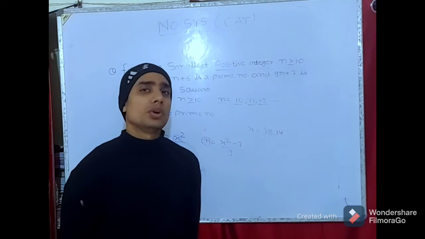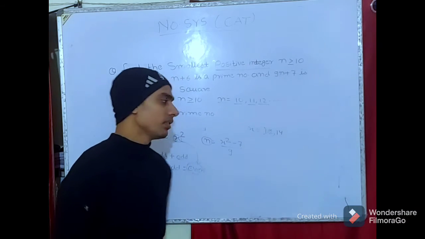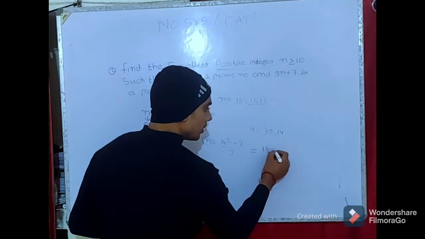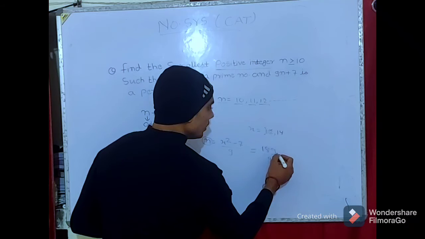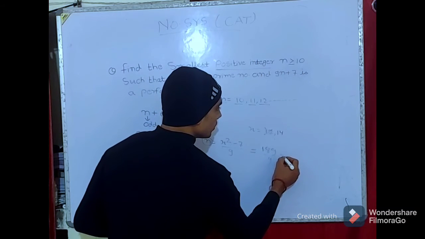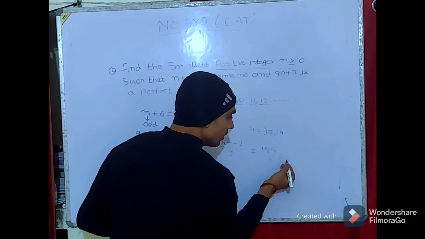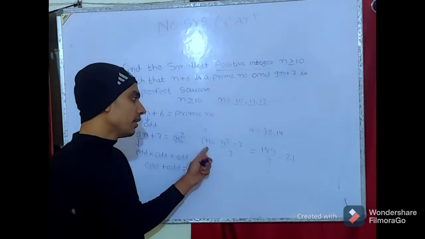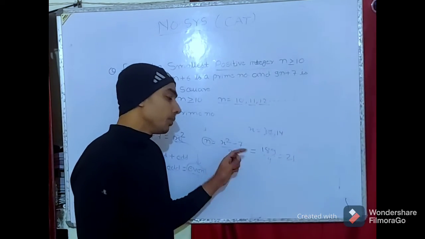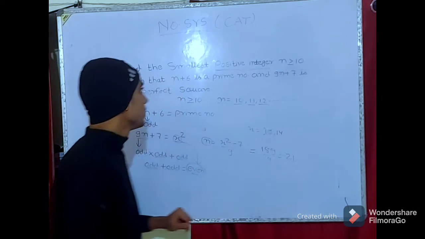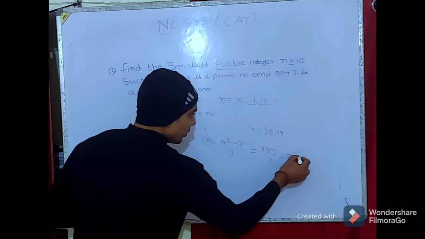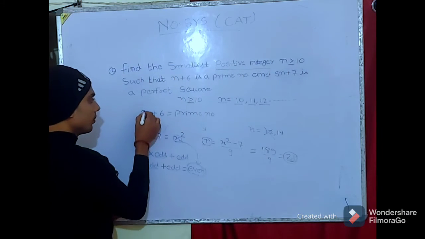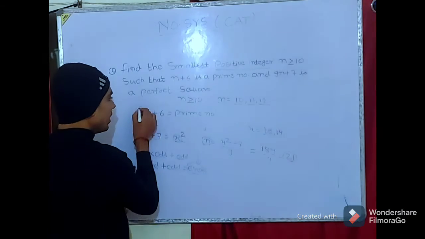14 squared is 196. 196 minus 7 is 189, and 189 divided by 9 gives 21. So the value of n is 21 when we put x equal to 14. If this equation is satisfied, then n is equal to 21.